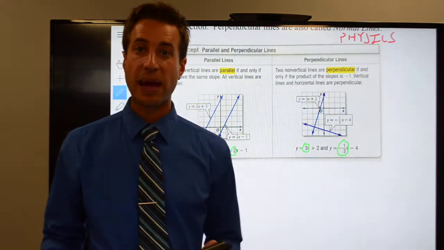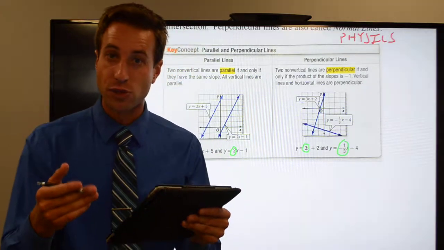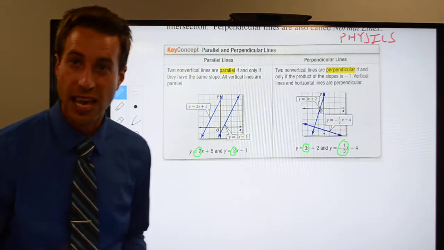Head on over to the next page. We're going to try some example problems doing parallel and perpendicular lines, and I'll meet you there.